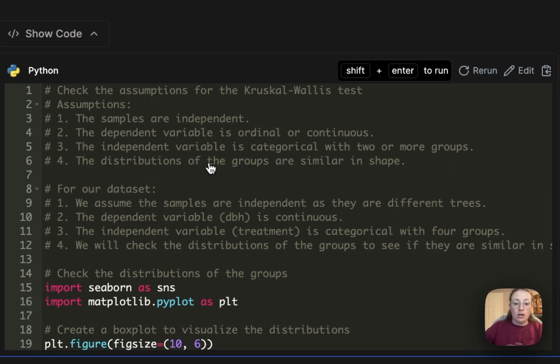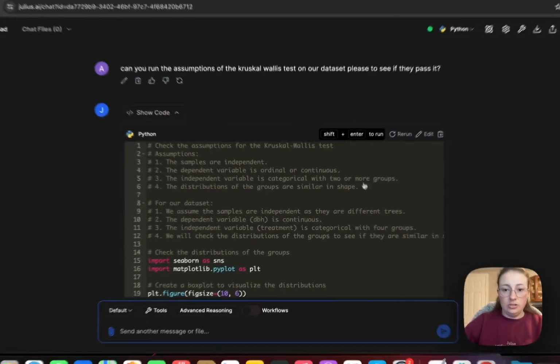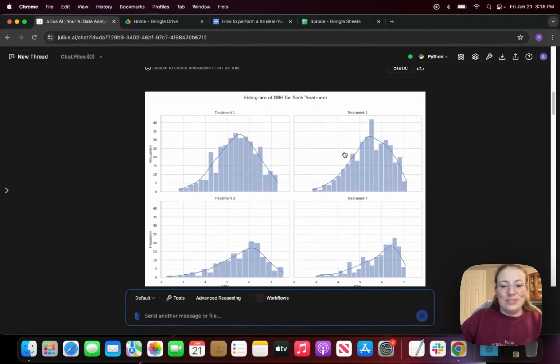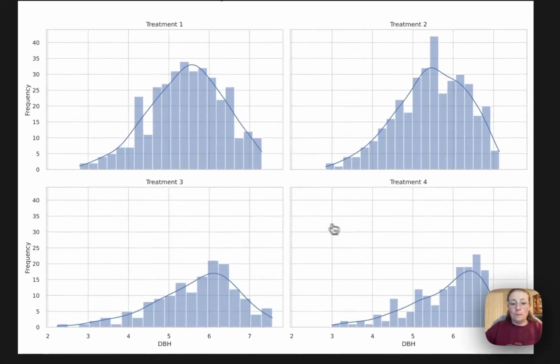And then the distributions of the groups are similar in shape, which for the most part, yes. As you can see, if we go back up, they seem to be skewed the one way, as we know, and it's not normal.